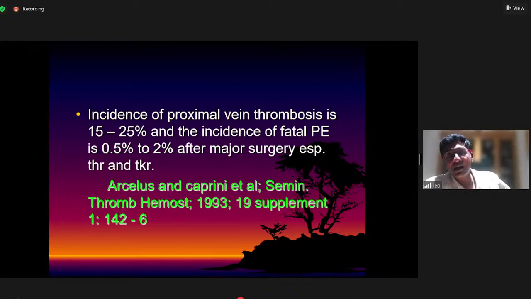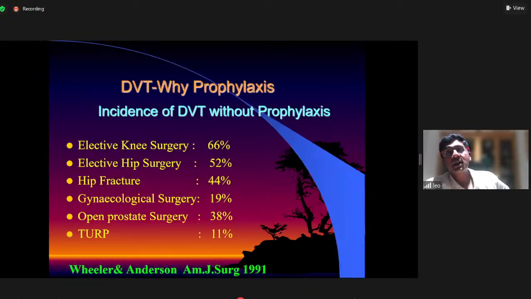Now, is there a disconnect there? A proximal incidence of DVT of 15 to 25%, but fatal pulmonary embolism of 0.5 to 2%. Let us go through the slides before we take a call on that.